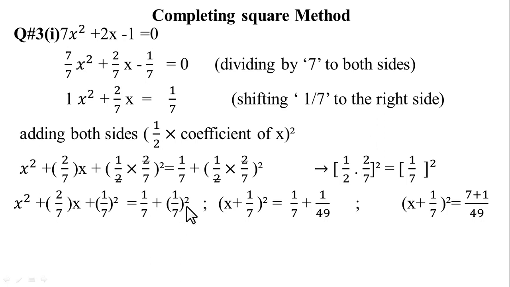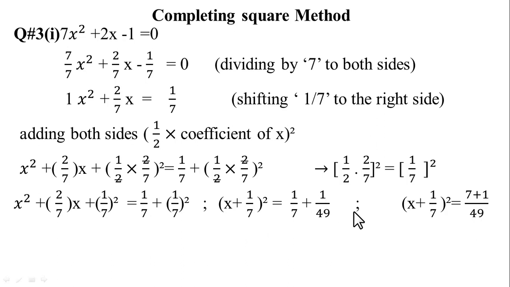Next step, we take the whole square. So here we can see that x square plus 2 upon 7 x plus 1 upon 7 whole square is equal to x plus 1 upon 7 whole square, which is equal to 1 upon 7 plus 1 upon 49, because 7 square is 49 and 1 square is 1. So this can be written in the form x plus 1 upon 7 whole square is equal to 1 upon 7 plus 1 upon 49.